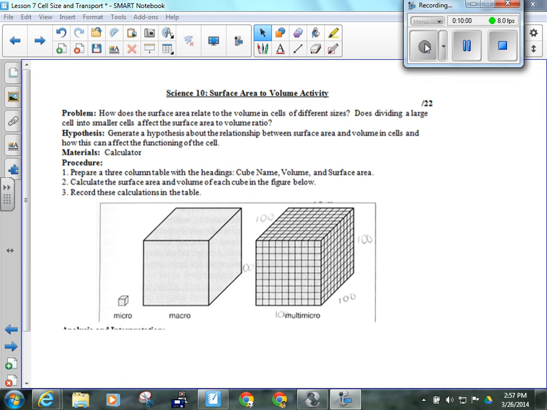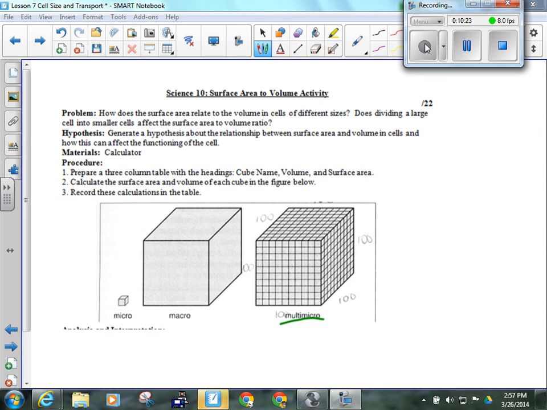Okay, we want to see, does the surface area to volume ratio get really volume heavy if you're a big single-celled organism? Then we also want to look at multimicro. Multimicro is supposed to represent a multicellular organism. So we're multicellular, we're big, but our cells are all still very small. We want to see, does that give you an advantage?